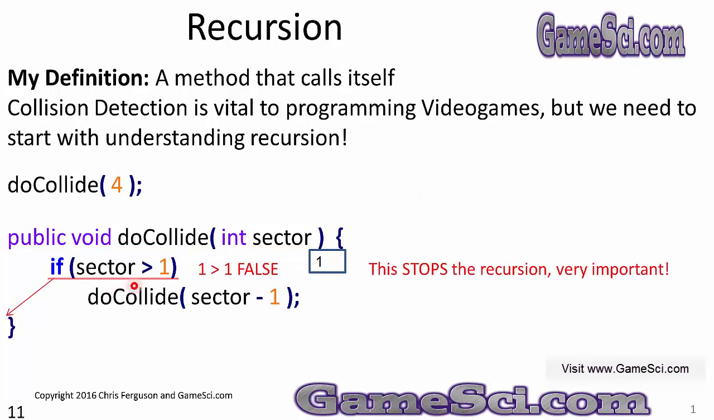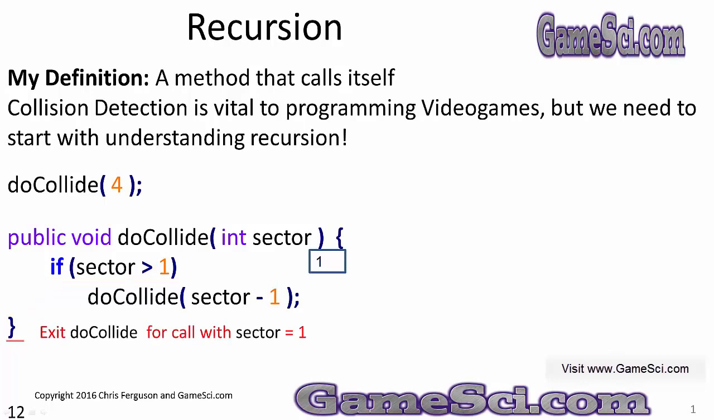And when we evaluate the if statement this time, 1 greater than 1 is definitely a false statement. This stops the recursion. It's very, very important. A method can't call itself forever. We have to have a condition that stops the recursion. And when sector gets to 1, it will definitely stop. This if statement is false, so it will skip the if block and go to the next statement after the if, which is the end of doCollide. So we're going to exit doCollide now with the call for sector equal to 1.